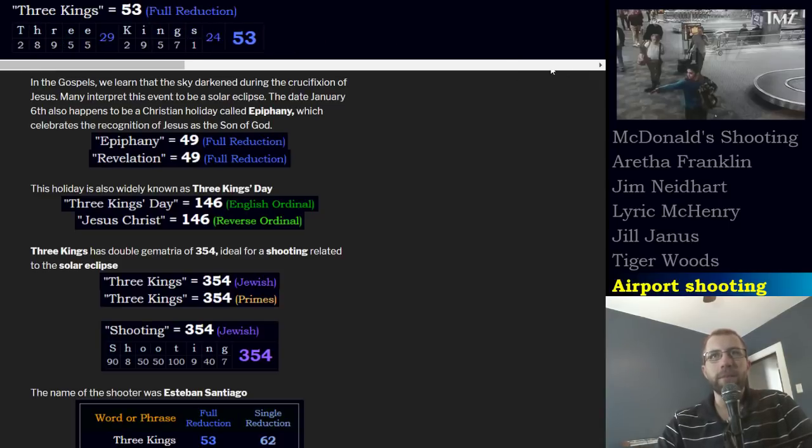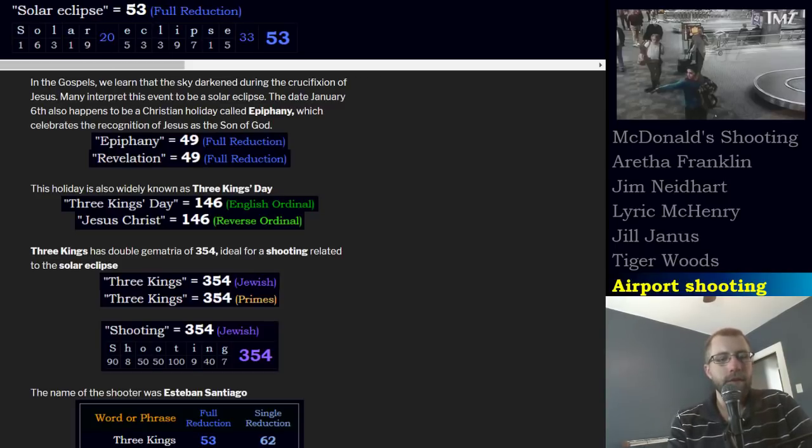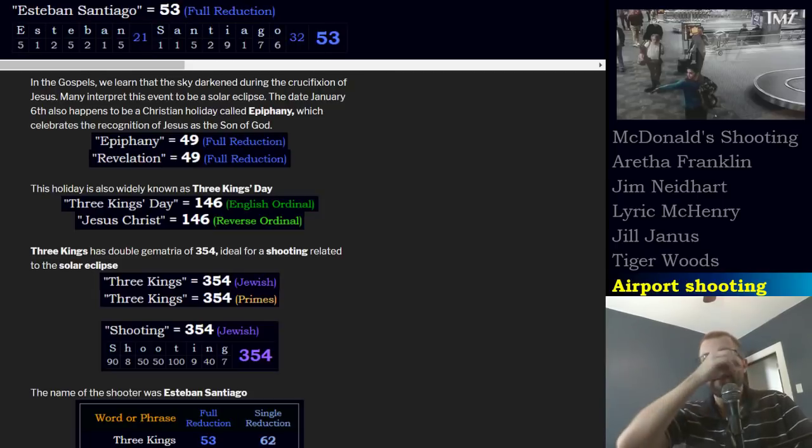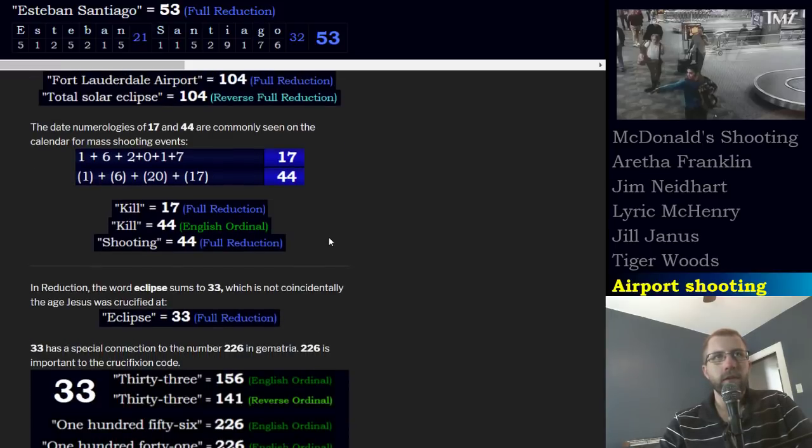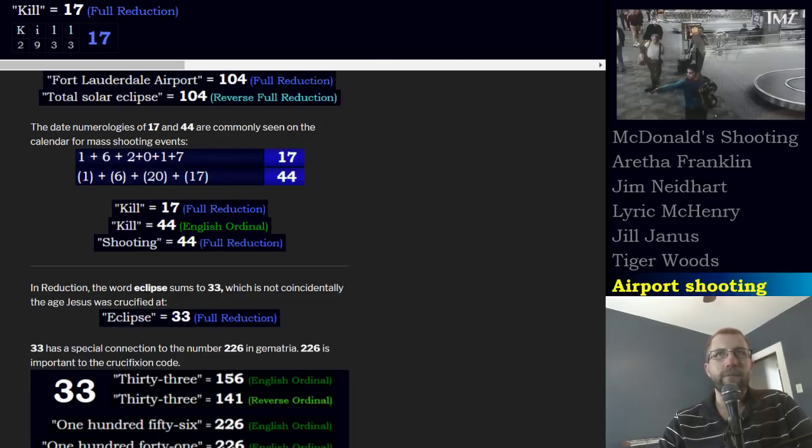Three Kings also sums to 53 in reduction. Not only is this the same as solar eclipse 53, the name of the shooter, Esteban Santiago, equals 53. The date of this shooting had numerology of 17 and 44. Notice how kill equals 17 and 44. The word shooting also equals 44 and 107 ordinal.